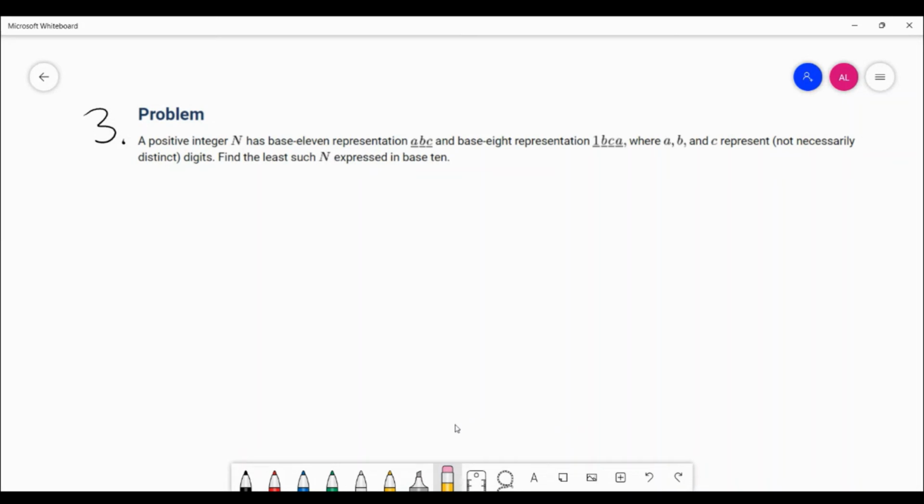So now we have a problem from number theory. A positive integer n has base 11 representation ABC. So how would that look like? That means that n can be expressed as c plus 11b plus 121a, right? This is basically the base 11 representation.